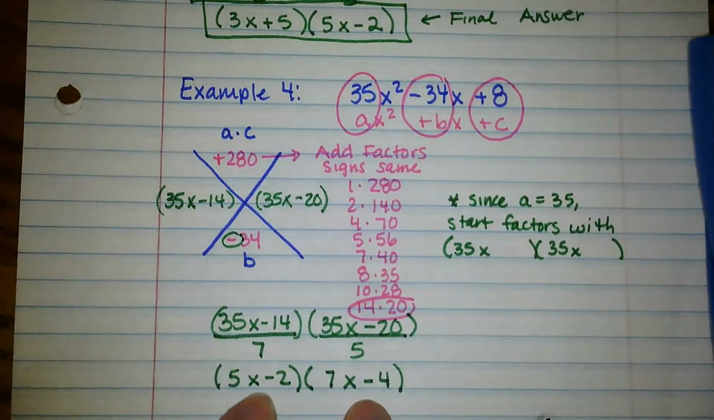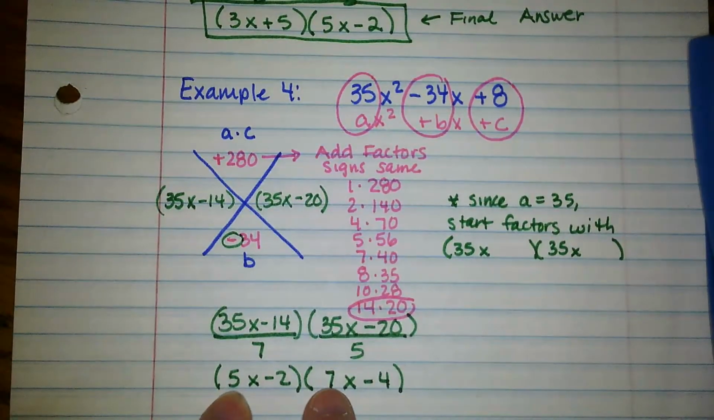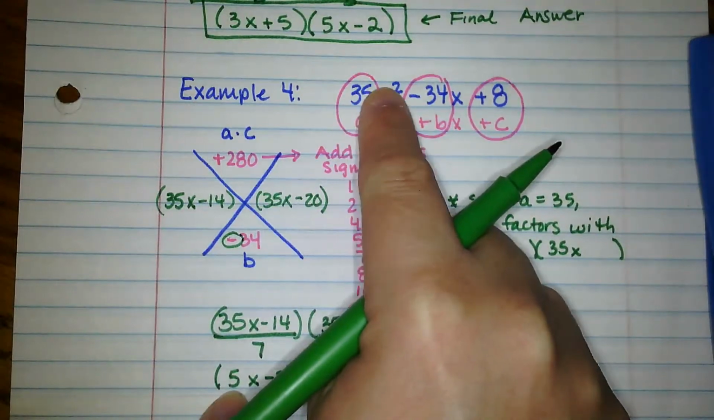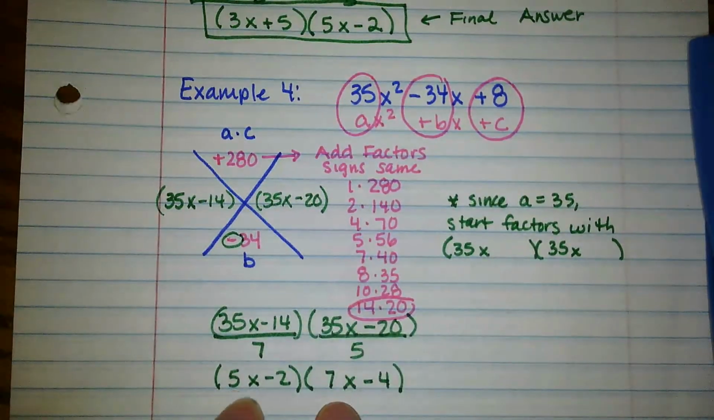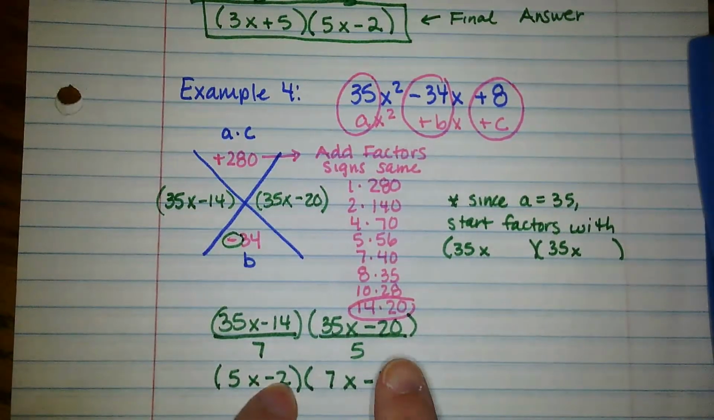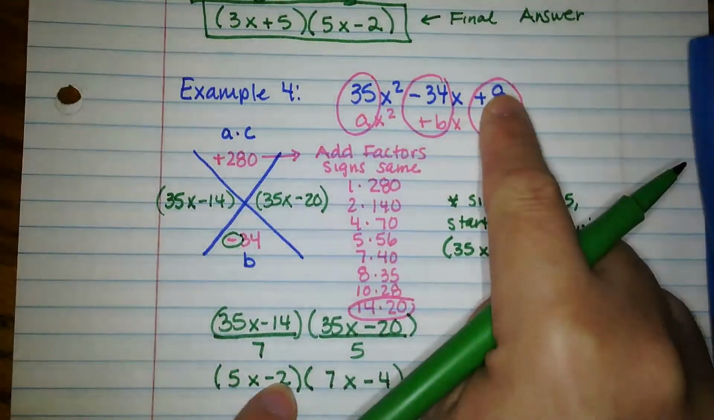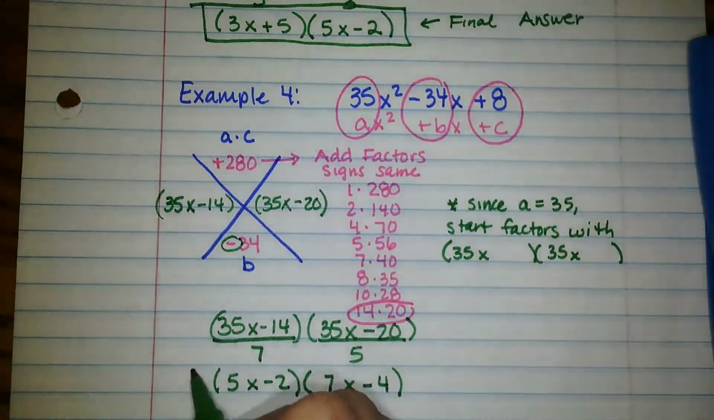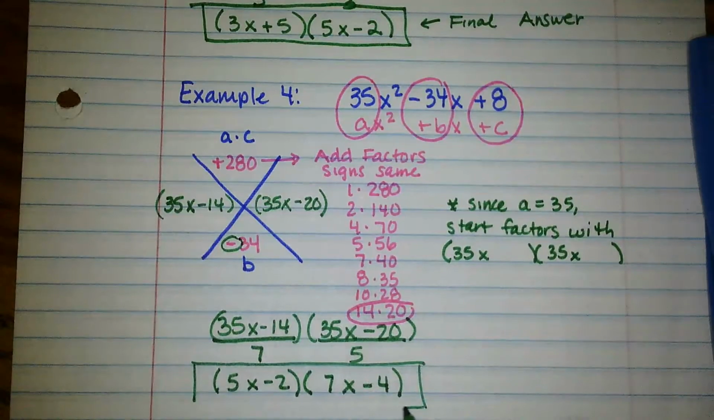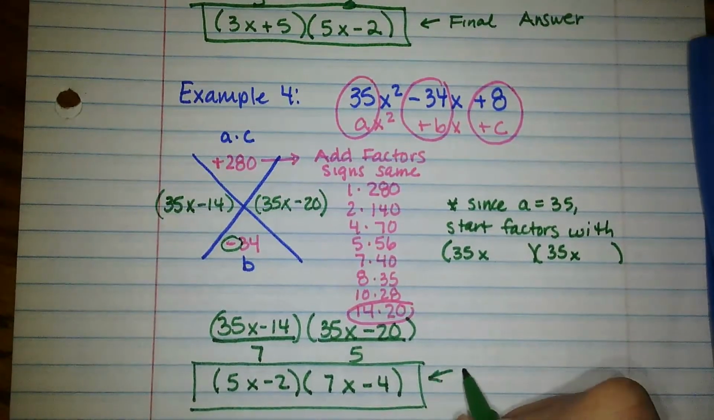Now I'm going to go back and I'm going to double check. In the first two, 5x times 7x, that gives me 35x squared. So that's where my a term comes from. And then the last two are negative 2 times negative 4. That gives me positive 8, and that's where the c term comes from. So this looks pretty solid as my final answer.